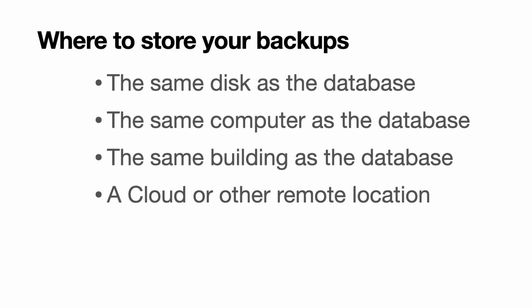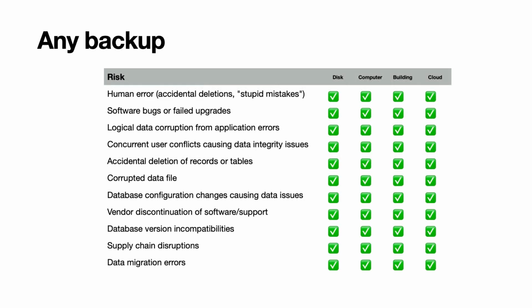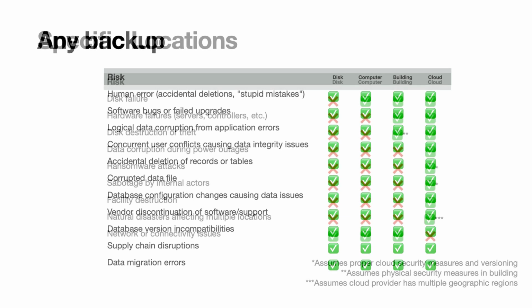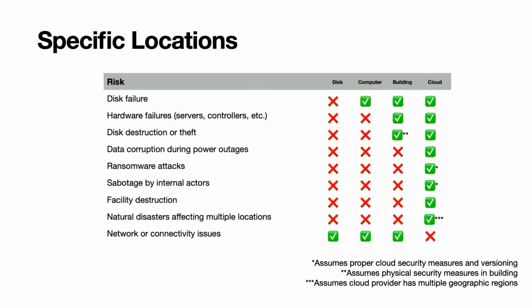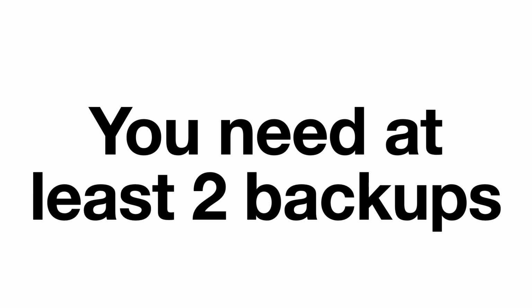And here's some good news. Simply having a backup at all, even on the same machine as the database, protects you from more than half of the common risks that we brought up at the beginning. But you still have serious risks that only offsite or cloud backups can cover. Things like theft, building damage, that means the building burns down, or natural disasters. The moral of this story: you need at least two backups, preferably including an offsite one.